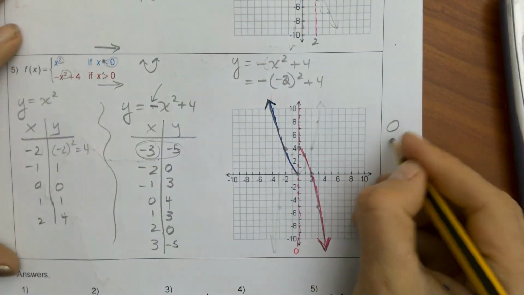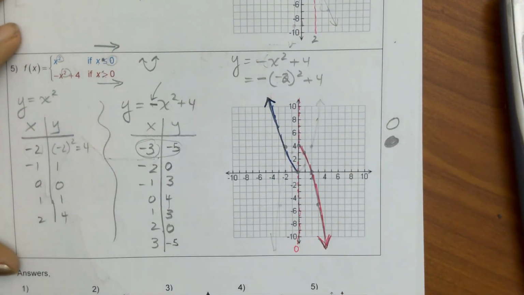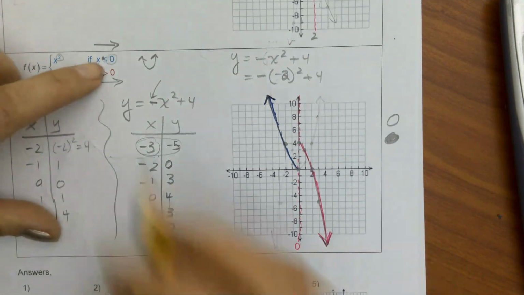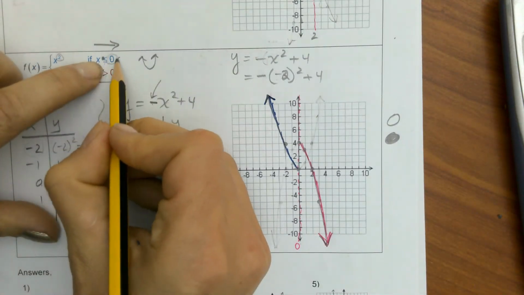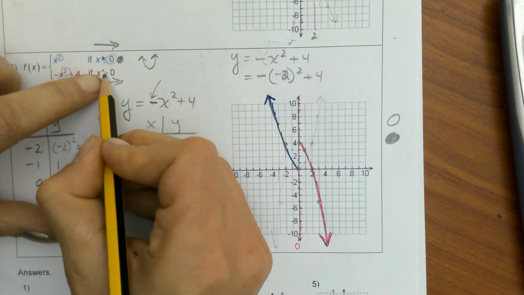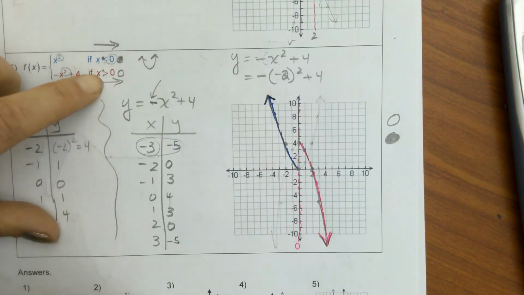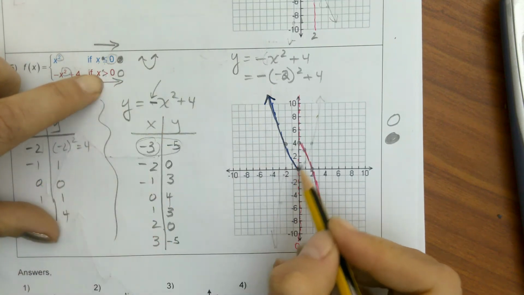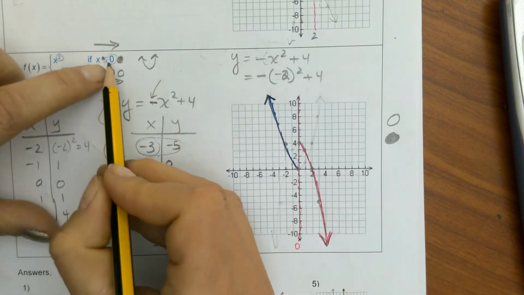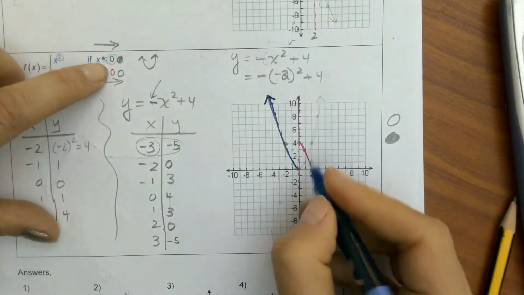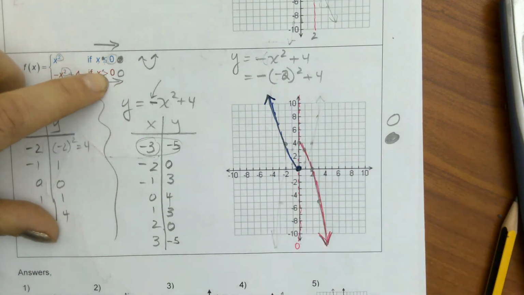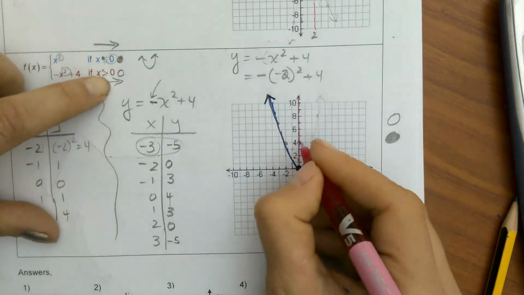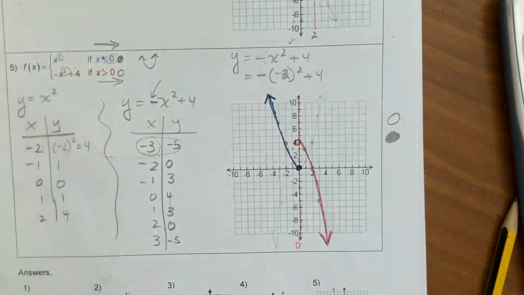I have to do my open and closed things. So this has an equal sign, so it's closed. This has no equal sign, so it's open. And it's really important to put them here because they're not together. So blue is closed and pink is open. There. Okay.